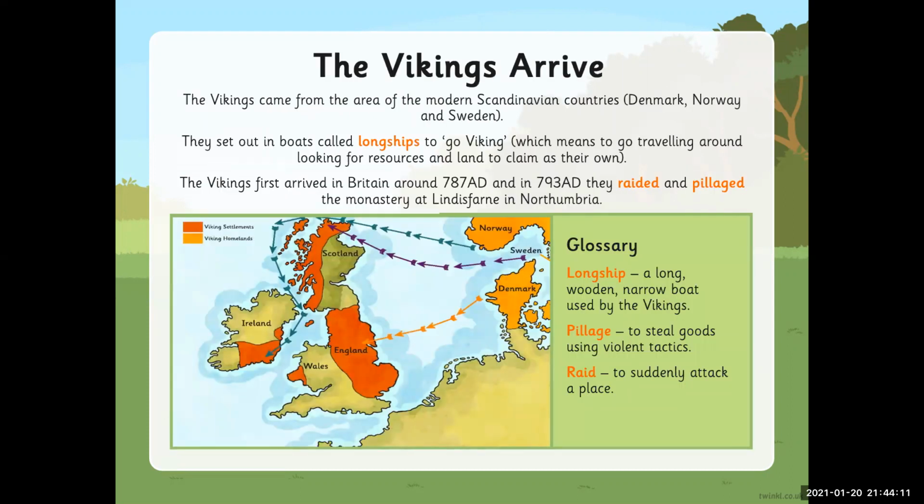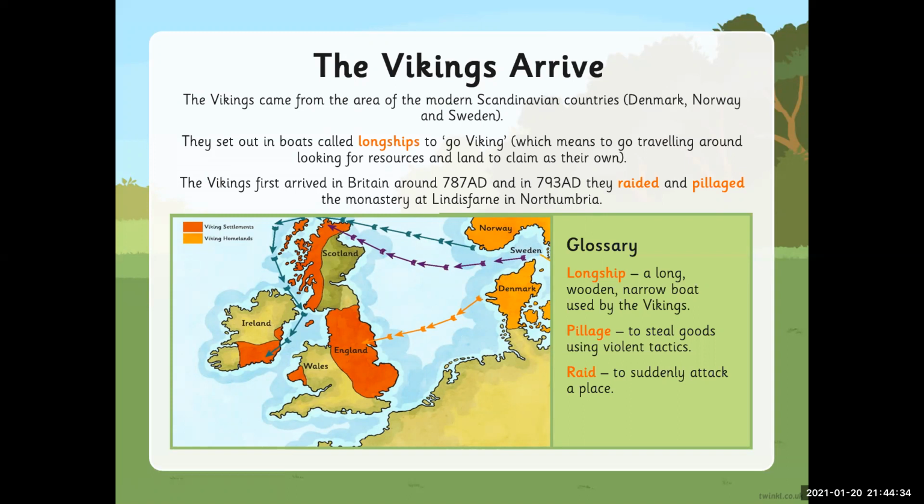As I've already said, the Vikings came from the area of the modern Scandinavian countries, Denmark, Norway, and Sweden. They set out in boats called longships to go Viking, which means to go travelling around looking for resources and land to claim as their own. The Vikings first arrived in Britain around 787 AD.